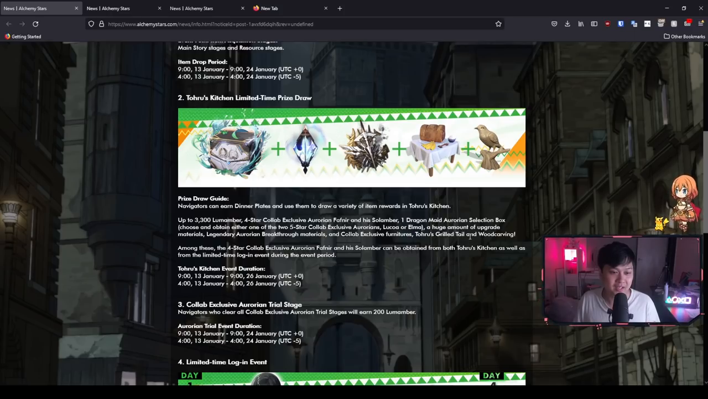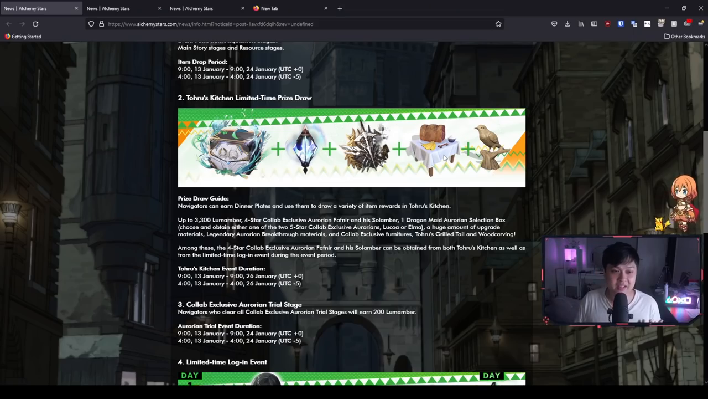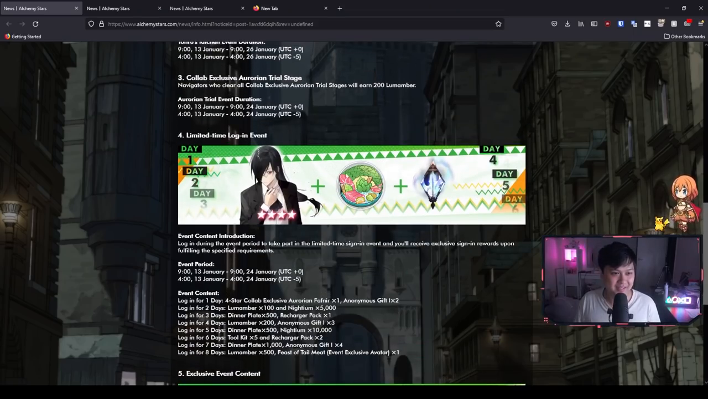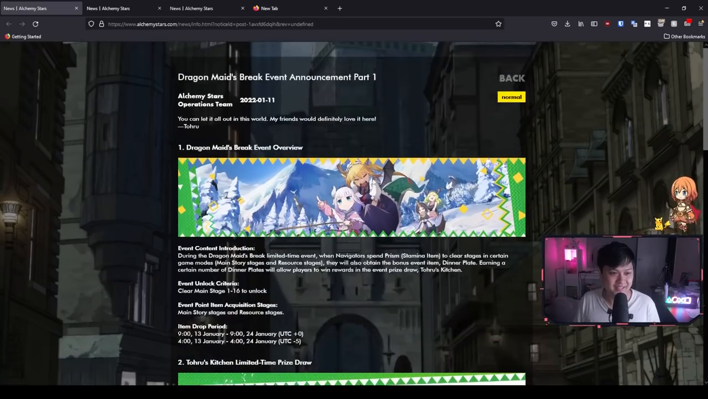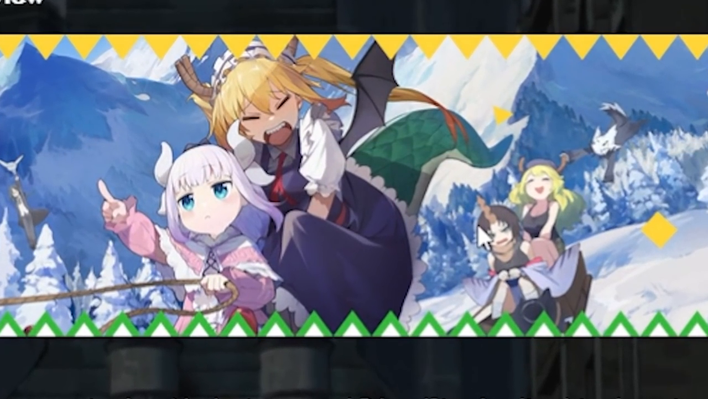Is this freaking normal? Toru's grilled tail? Like, what? They don't actually eat Toru's tail, right? Like, and then another one over here, and then, what? I mean, it kind of does look a little juicy, doesn't it?